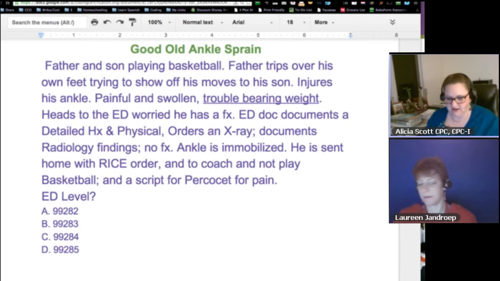A detailed history and physical, orders an x-ray, documents radiological findings, no fracture. Ankle is immobilized. He's sent home with a RICE order and told to coach and not play basketball. And he's given a script for Percocet for pain.